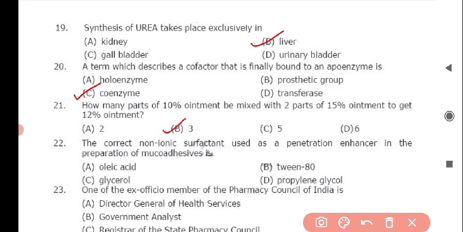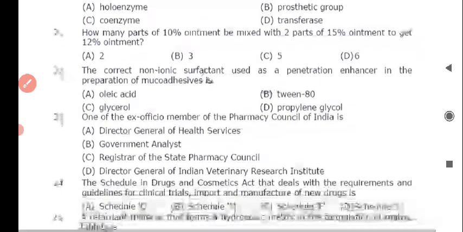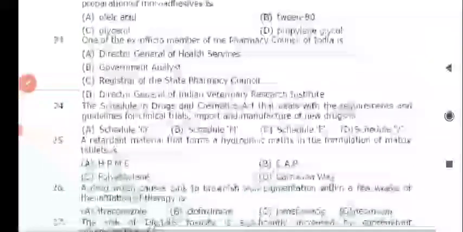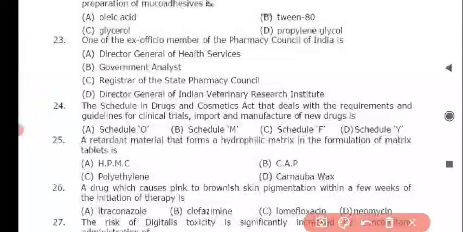Next question is the correct non-ionic surfactant used as a penetration enhancer in the preparation of mucoadhesive is, and the correct answer is option D, propylene glycol. Next question is one of the ex officio member of the Pharmacy Council of India is, and the correct answer is option A, Director General of Health Services.